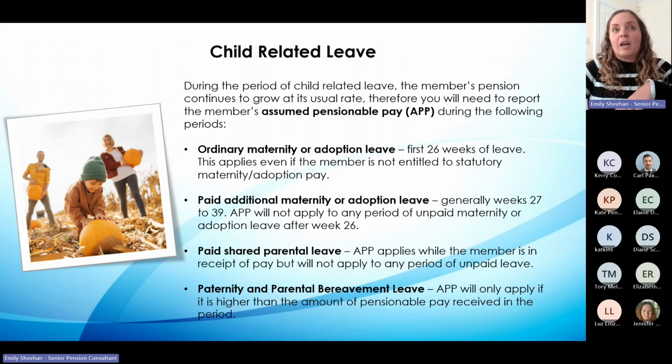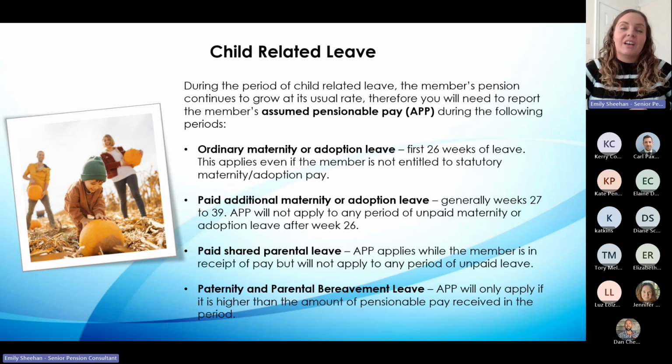So for an ordinary maternity or adoption leave, that's the first 26 weeks of their leave. Then after that, you've got from 27 to 39. We need to know about that additional leave. And the APP also applies when they're in receipt of pay, but it doesn't apply to any period of unpaid leave. So if they're on unpaid leave, you don't do the APP. Same as the paternity and parental bereavement leave, it will only apply if it is higher than the amount of pension pay they would have received in the period.